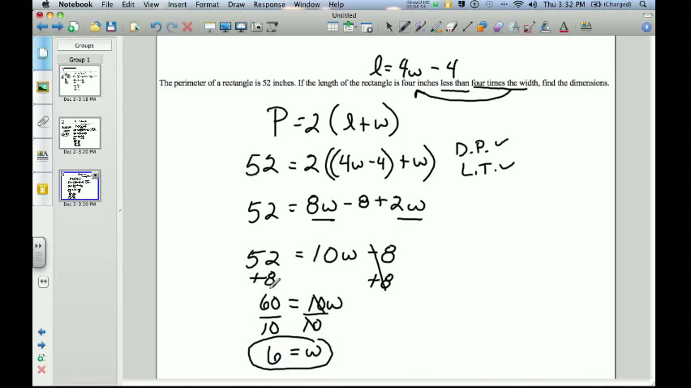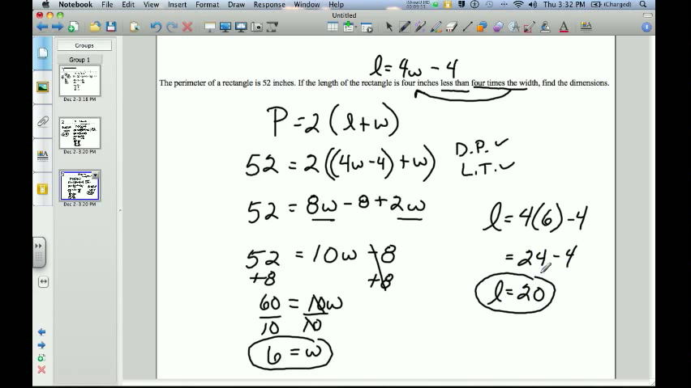Now, I'm going to take this 6 and I'm going to put it back in just like we did on the other one. So length equals 4 times 6 minus 4. So I end up with 24 minus 4, which gives me a length of 20, and there are my two answers. So this will take care of hopefully helping you with the word problems for the perimeter for these types of problems.